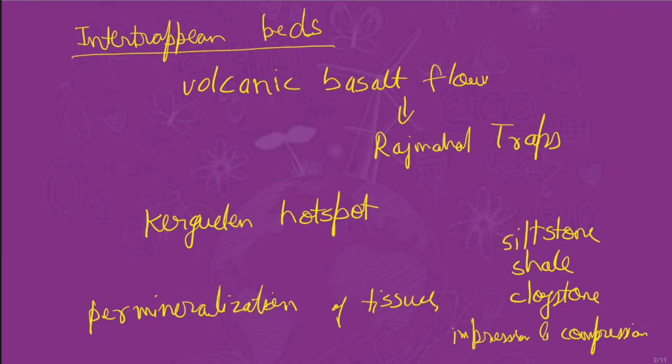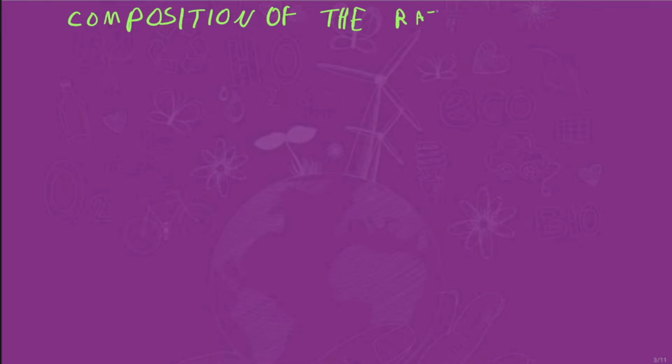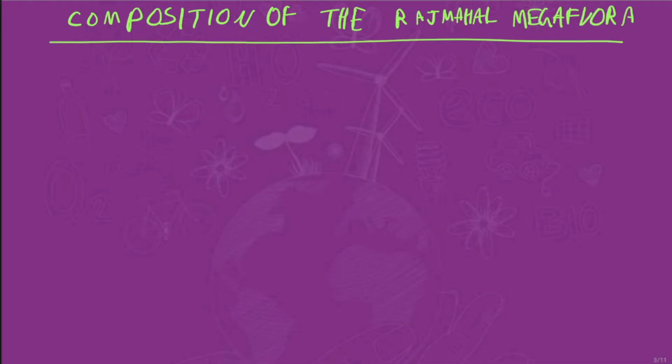Composition of the Rajmahal megaflora. The Rajmahal plant fossils represent a diverse gymnospermous assemblage, informally known as the Ptilophyllum flora, named after the most characteristic and abundant leaf genus.